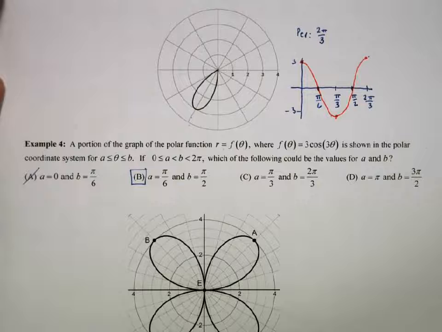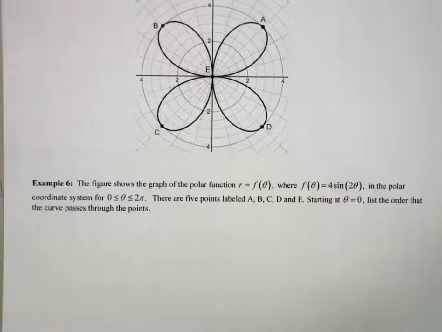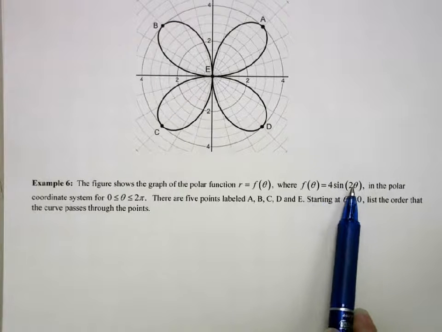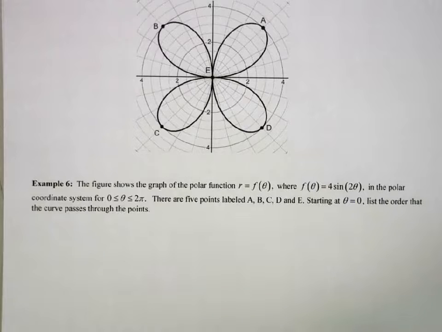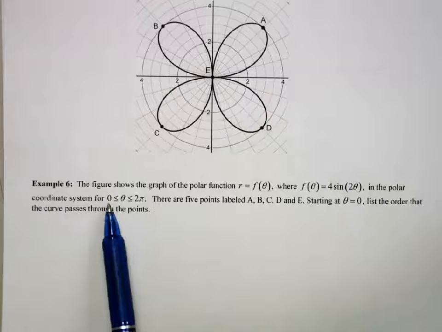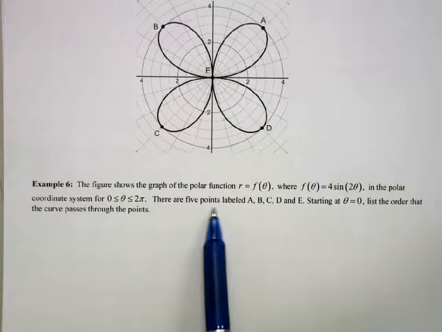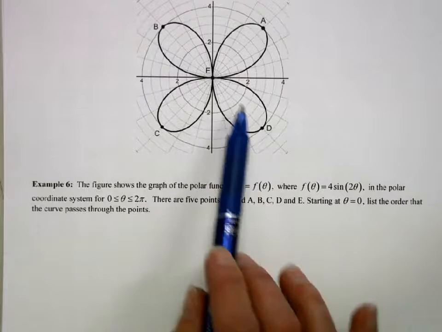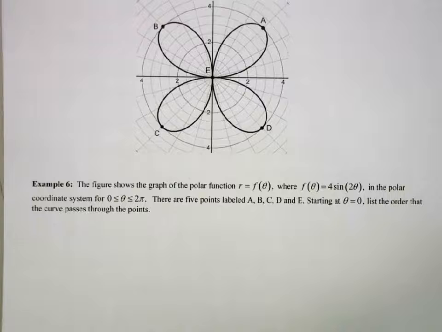And yet another rose. So the figure shows the graph of a polar function. This one is 4 sine 2 theta. So 2 theta means we've got 4 petals. 0 is less than theta is less than 2 pi. There are 5 points labeled A, B, C, D, and E. A, B, C, D. And the origin is marked E. Starting at theta equals 0, list the order that the curve passes through the points. So I'm actually going to start with our rectangular graph again.